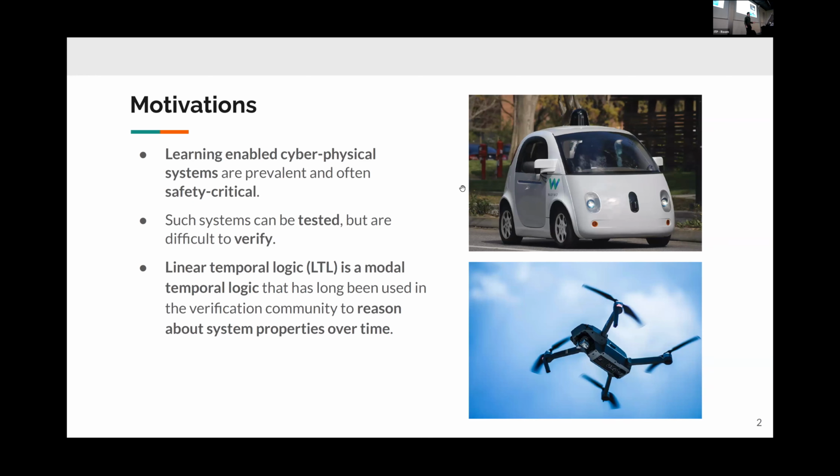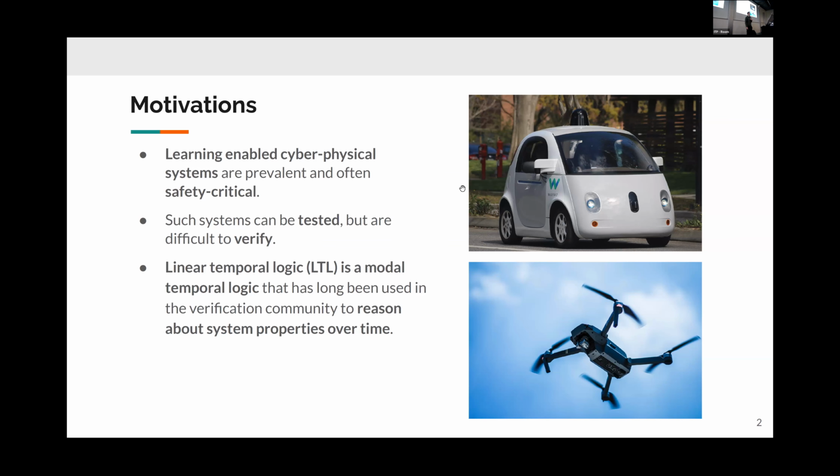We mostly try to verify learning-enabled cyber-physical systems, like self-driving cars, drones, things that interact with the real world and have machine learning-based components. And often these systems are safety critical. Like a self-driving car, if it crashes, lives could be lost. It's really important that they work correctly. And in general, it's easy to test these systems, but it's really hard to verify them and to make sure they work correctly all the time.